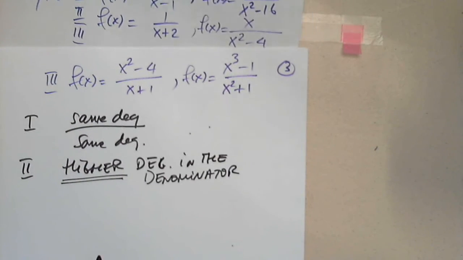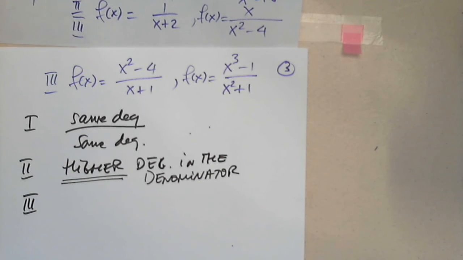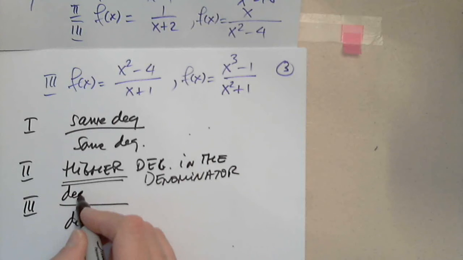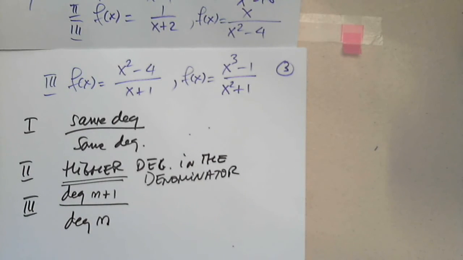Perfect. Let's analyze type 3. Higher degree in the numerator, but exactly by 1 unit. This time it is exactly by 1 unit. So the denominator has degree n, whatever that is, and here is the degree n plus 1. Degree 2, degree 3, degree 5, degree 6, degree 10, 11.